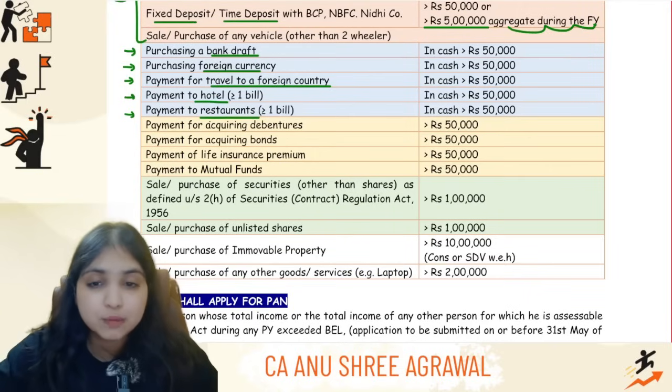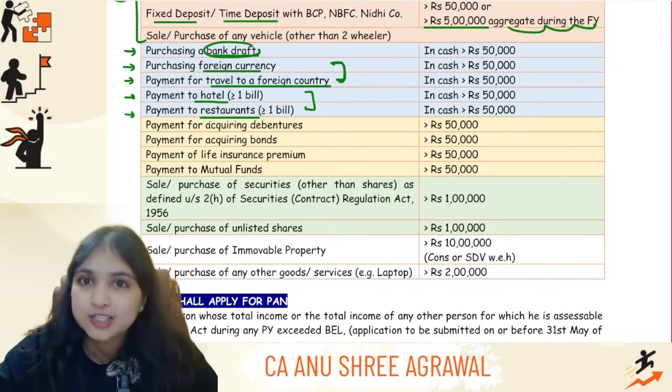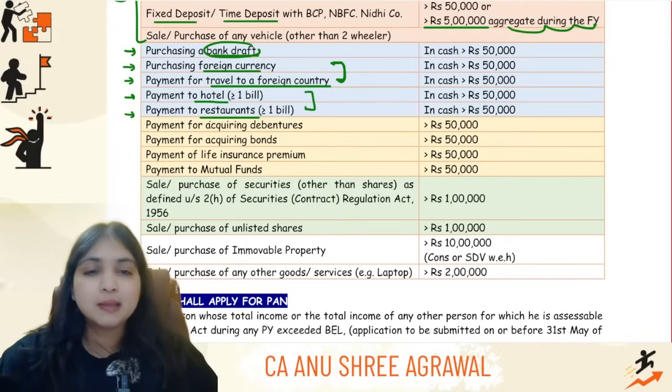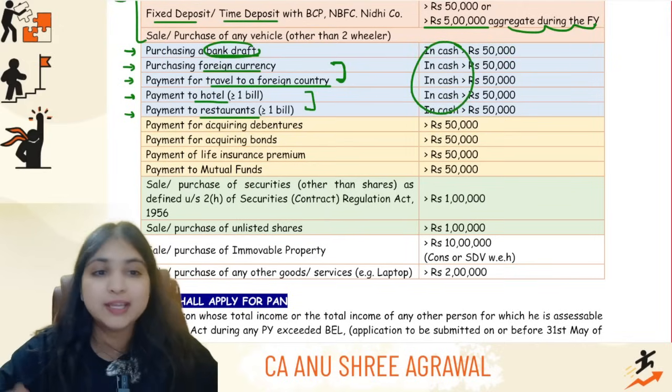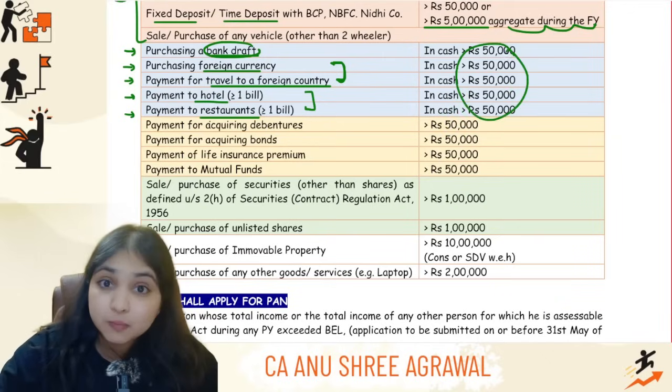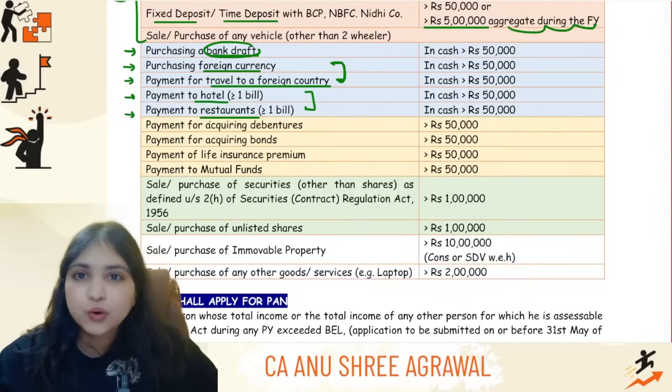So it's very simple to remember. Bank draft, then foreign currency, foreign travel, then hotel, restaurant. So in these 5 cases, if you're making the payment of more than 50,000 in cash, only then you have to quote your PAN. If you make the payment of more than 50,000, let's say by cheque, then you don't have to quote your PAN.